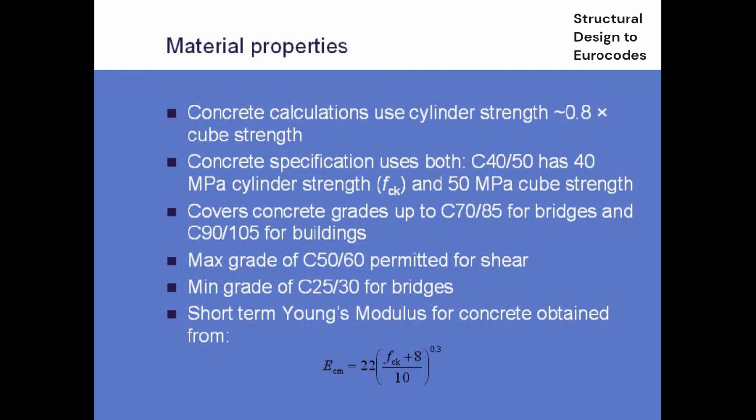Similarly for bridge works, the minimum grade that we're supposed to use the rules for is a C25-30. Well, that clearly doesn't apply to things like blinding, but for structural concrete, we shouldn't be using less than a C25-30.